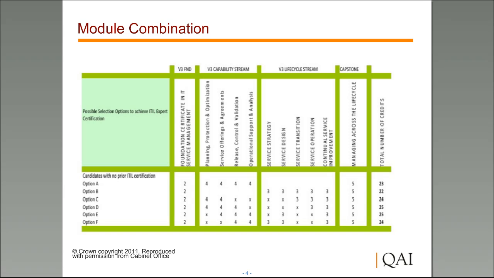One option is you go through the entire capability stream, do the managing across the life cycle, and you get 23 points. Another option is you go through the entire life cycle stream, do the managing across the life cycle, and you get 22 points. The recommendation is that you should not take modules where there is a huge overlap. So service operation and OSA cannot be combined, and hence we have these different options which can take you towards the ITIL expert.